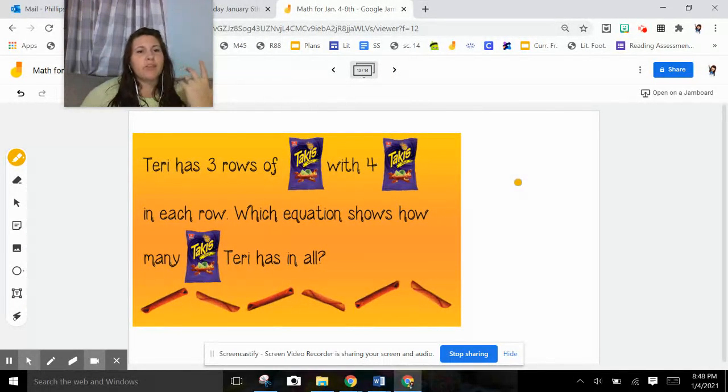So now we're going to have a story problem where you have to create an array and then create an equation to go with it. So this is just a story. You have to do all the work on this. So it says Terry has 3 rows of Takis with 4 Takis in each row.